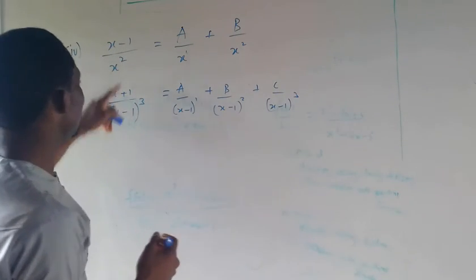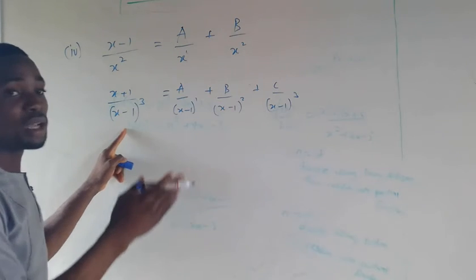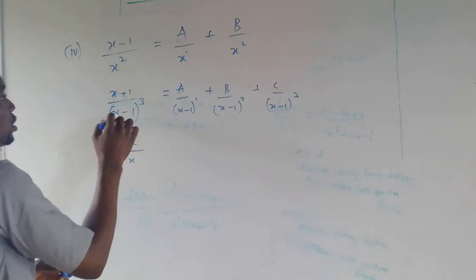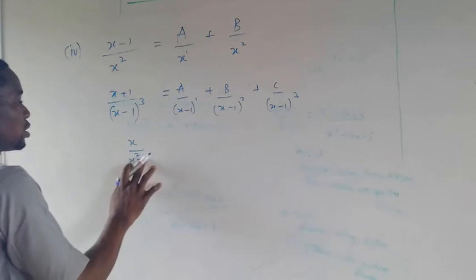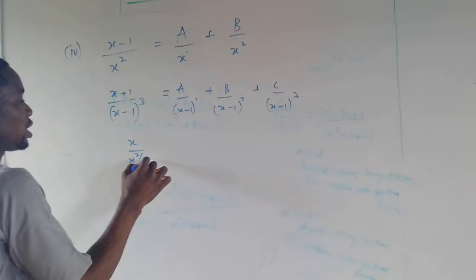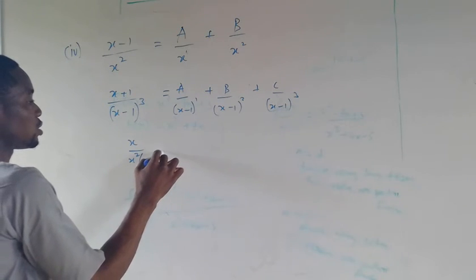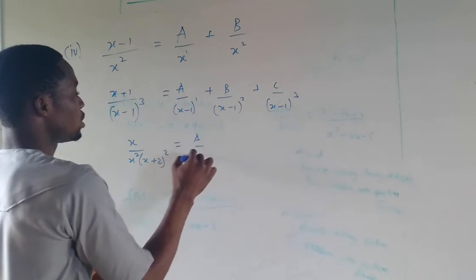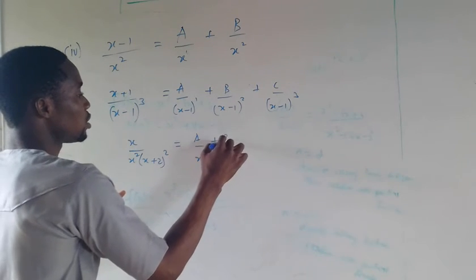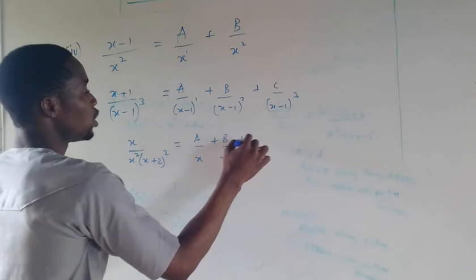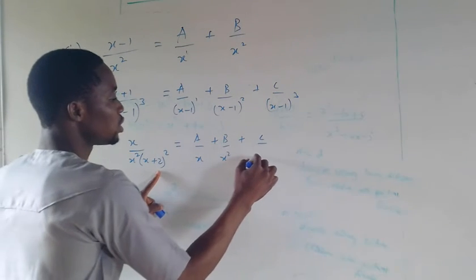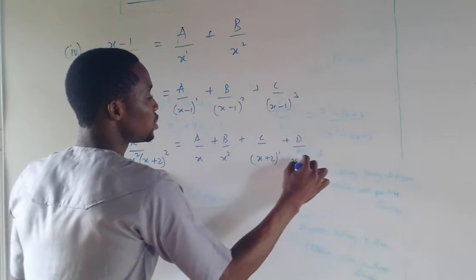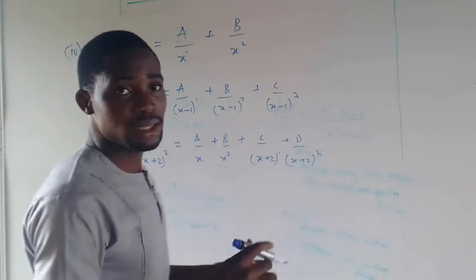Okay, so if I now have something like this and this joined together, I'm going to use the same idea. Let's say an example. Let's say I have x over x plus x squared and let's say x plus 2 raised to power 2. In which case I'm going to have A over x first, plus B over x squared, plus C over the next one, x plus 2 raised to power 1, plus D over x plus 2 raised to power 2, and so on like that.